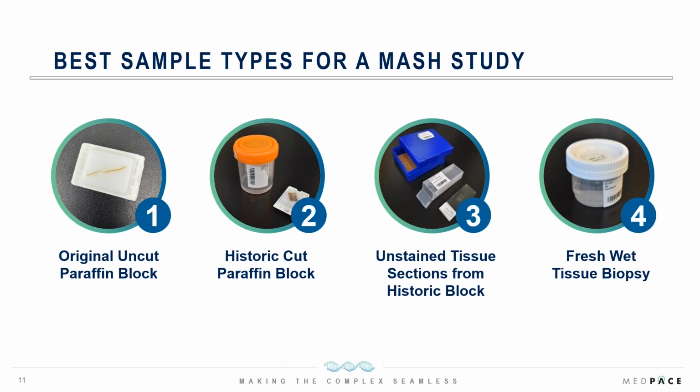single core biopsies, those are really frail and friable, and they can break apart and become fragmented during shipping. So that renders the biopsy almost uninterpretable or unsatisfactory for the pathologist to score. So again, first preference is the original uncut paraffin block, then the historic block, unstained tissue sections, and then lastly, wet tissue biopsy. And with that, let me turn it now over to Dr.